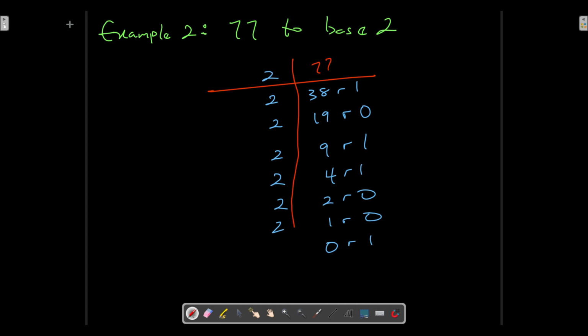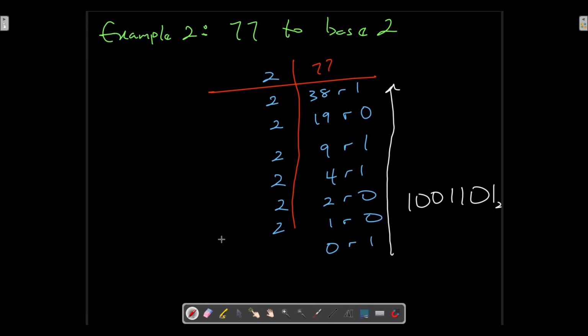So now what do we do? We write our answers upward. The answer will become 1001101 base 2. That's just the basics of converting from one base to another, especially from base 10 to another.